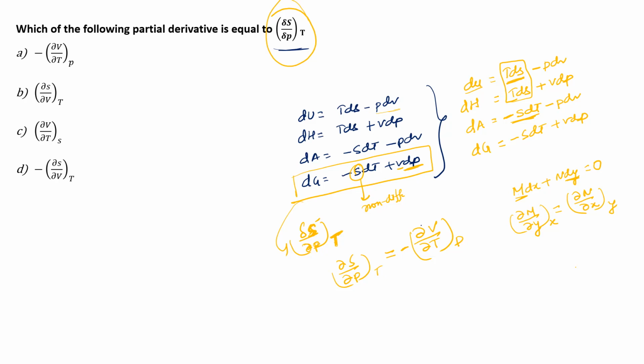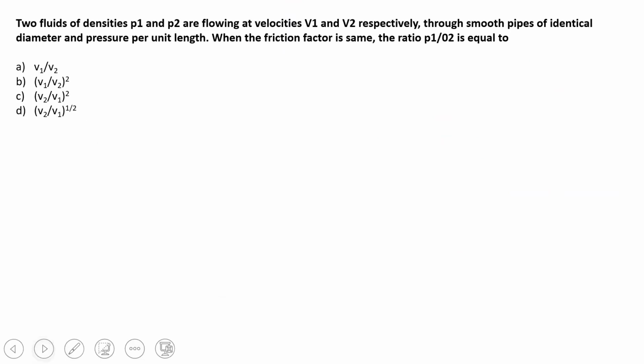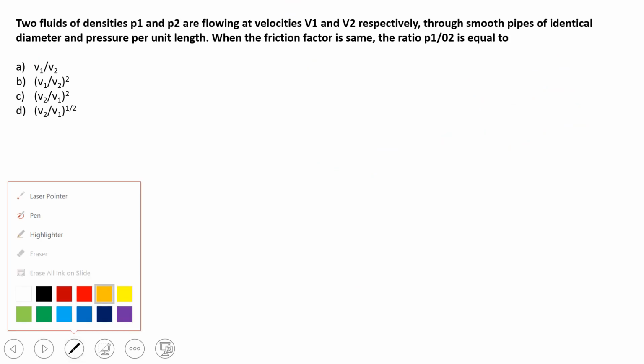Okay, so which one is the correct option? Delta v by delta t at constant pressure, yeah, so option A. Okay, so option A, it matches. Okay, next question.